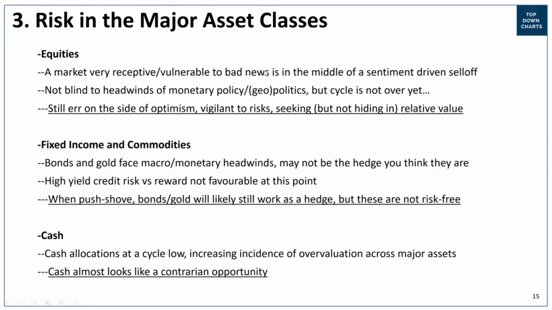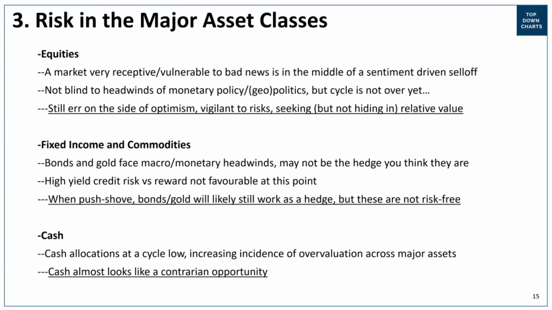So just to sum up, for equities, still erring on the side of optimism, vigilant to the risks, seeking but not hiding in relative value. And another point is that there's still pockets of relative value out there. And on fixed income and commodities, when push comes to shove, bonds and gold probably will still work as a hedge, but these are not risk-free, and that's the bottom line there.